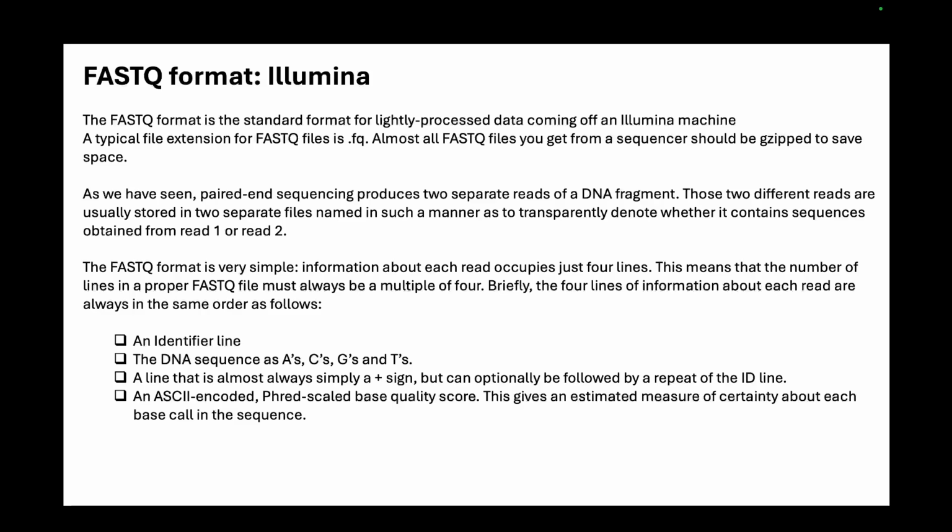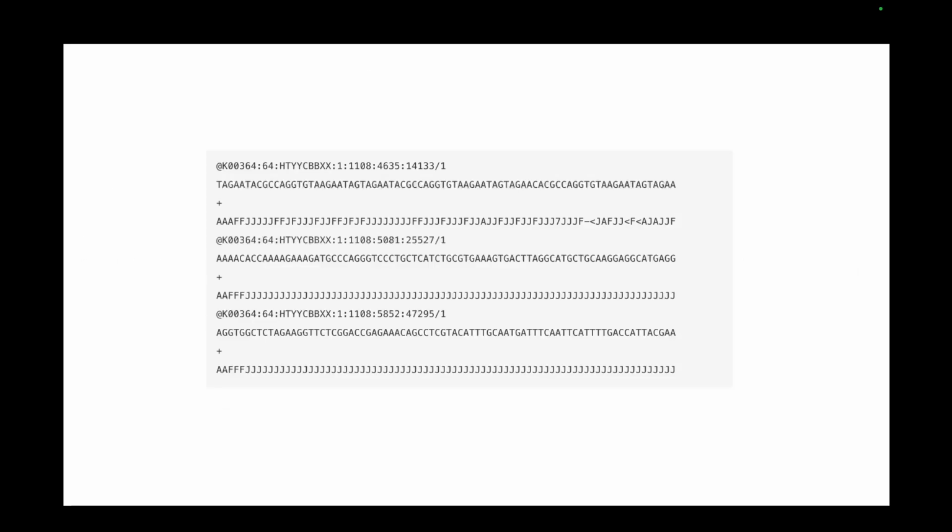So remember, in FASTA, we are not getting quality scores, but in FASTQ, we are incorporating quality scores for each of the bases. This will give us an estimated measure of certainty about each of the base calls in the sequence, because you'll have an associated quality score with it. So this is how a FASTQ file looks like.